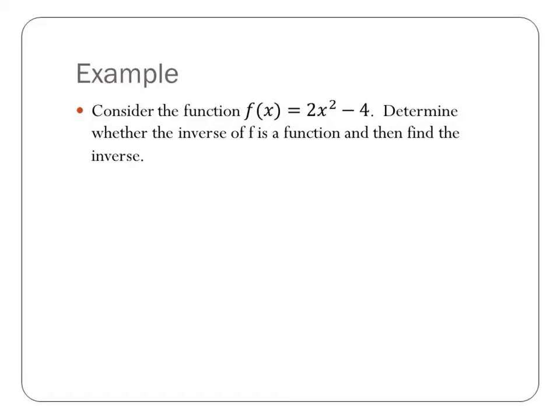So consider the function f of x equals 2x squared minus 4 and determine whether the inverse of f is a function and then find the inverse. So is the inverse a function is the first question. So this is a parabola. Which way does it open? It opens up because your a value is positive. So if this is a parabola, does it pass the horizontal line test? It does not. And so, determine whether the inverse is a function. So we know from the start that the inverse is not a function.